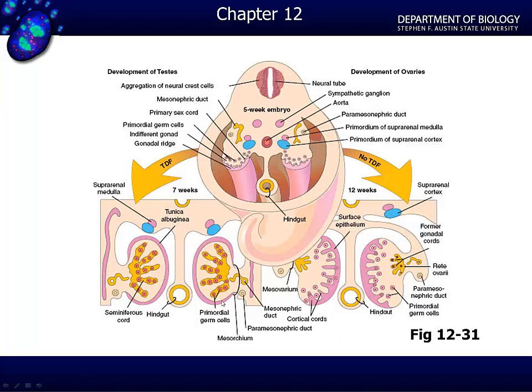And these are currently suspended back to the body wall through this mesentery tissue. We refer to this as the mesorchium. This is actually the mesonephric duct. Here we have mesonephric tubules, and these again are going to become our efferent ductules.